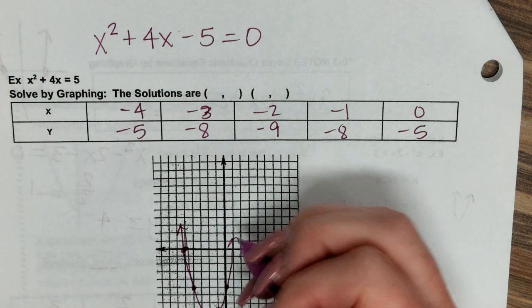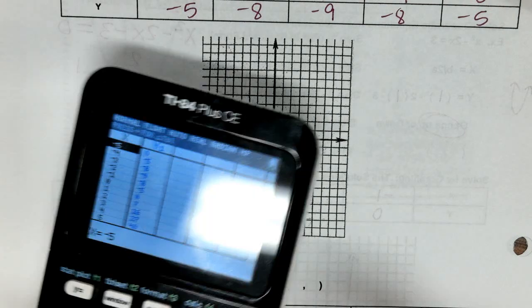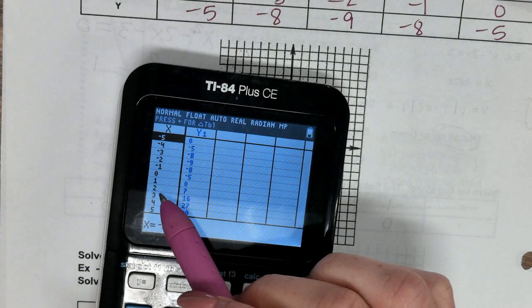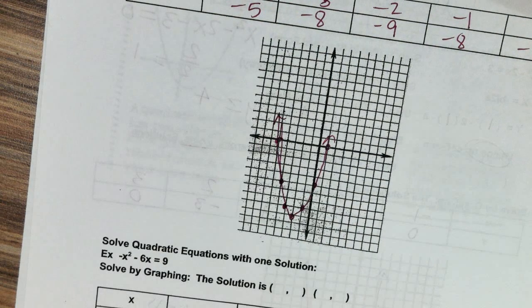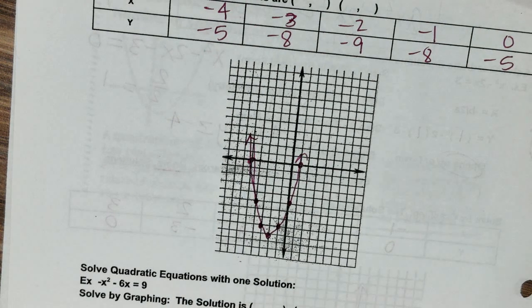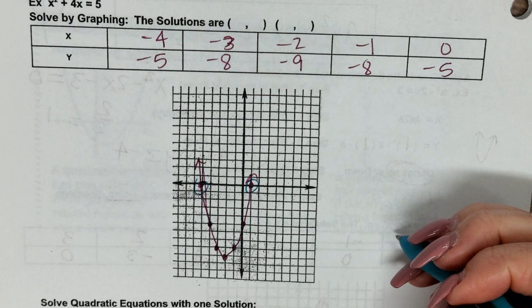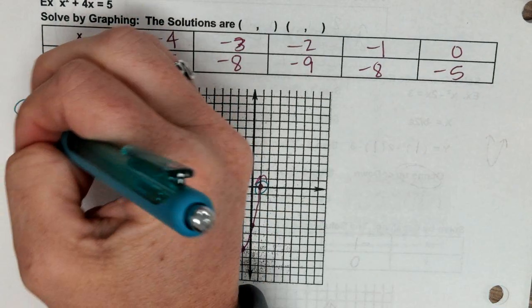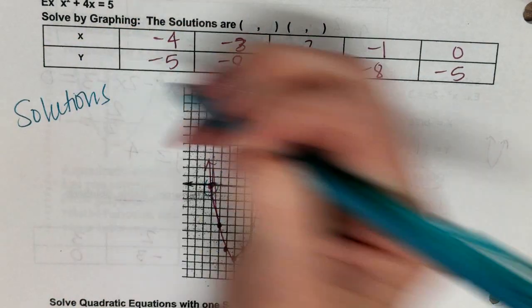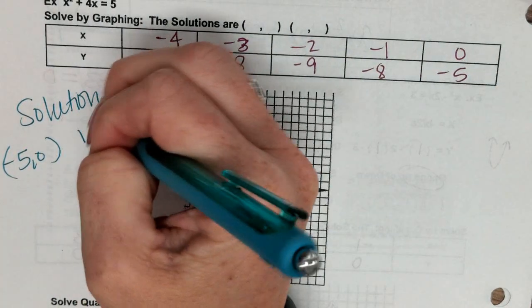Now, since you're looking for the zeros, you could just go through your calculator and find them. Like here's -5, 0, and 1, 0. You don't want to freehand it and then you don't know where it's going through, which is kind of what I did to begin with. All right, so here are our solutions. These are our answers. So the solutions are at -5, 0, and at 1, 0.